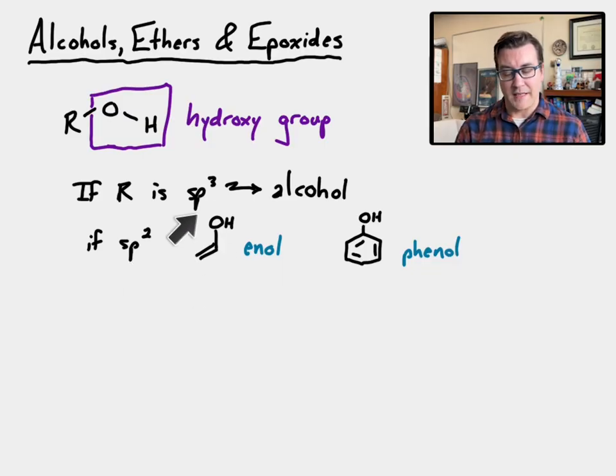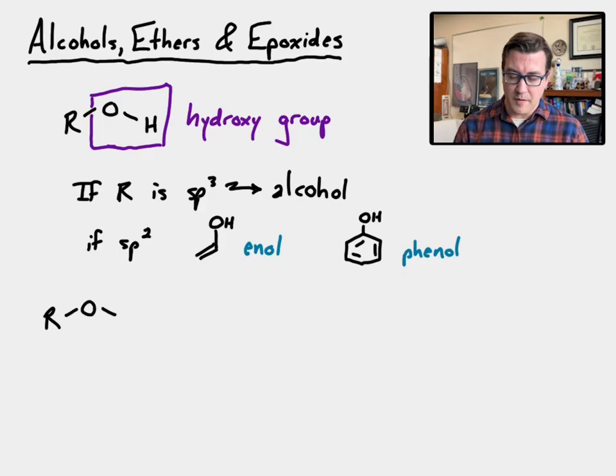If it looks like this, it's an enol. There's an alkene and an alcohol, an enol. And if it is on a ring like this, where the ring has all these double bonds, we call this an aromatic ring, and we call this a phenol.